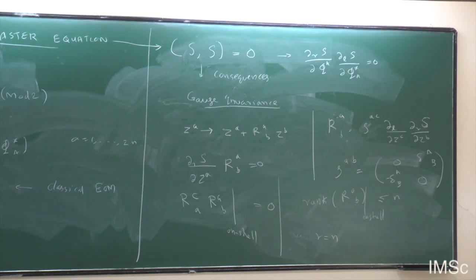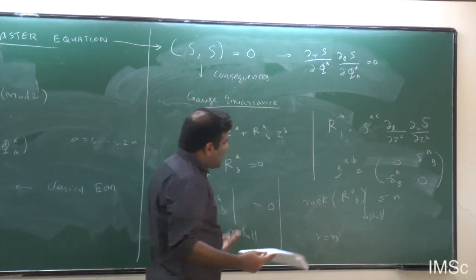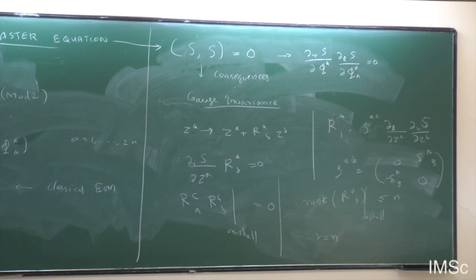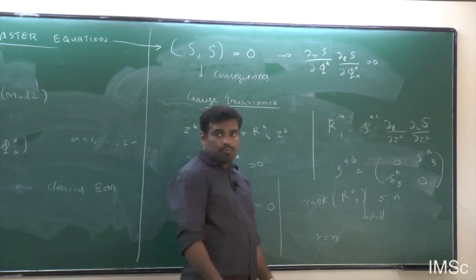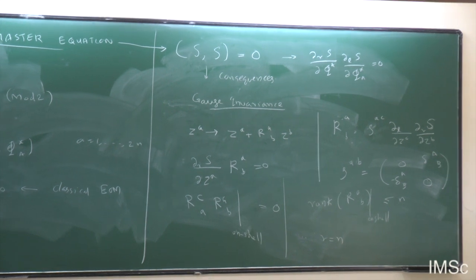You can have solutions with the property that at the end you won't be able to throw away all the anti-fields. So you don't want that solution. All those solutions satisfying this condition, rank R equal to n, are known as proper solutions. So they are the solutions of our interest.